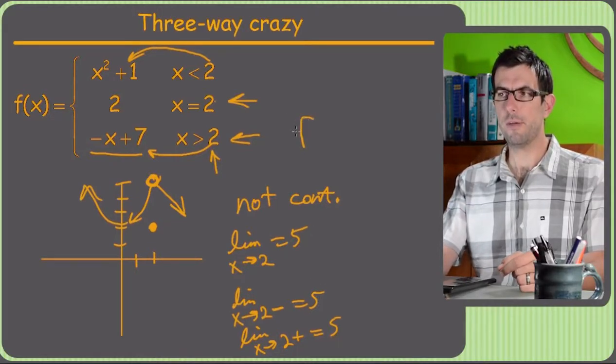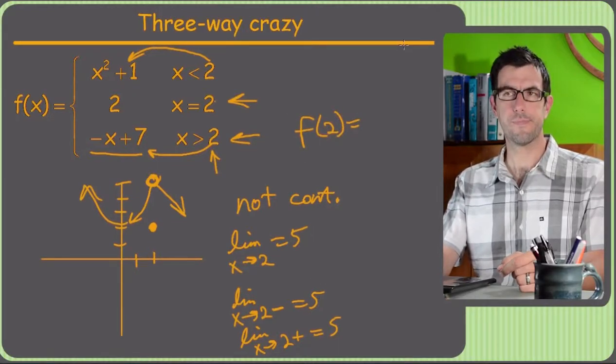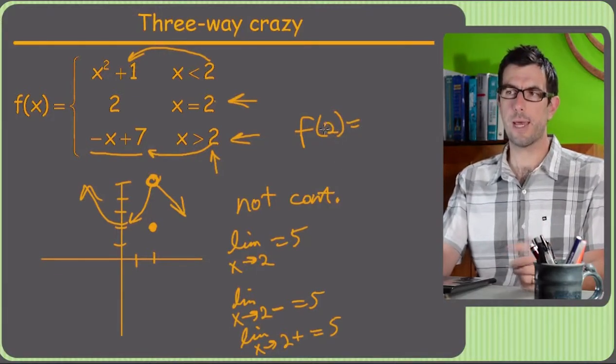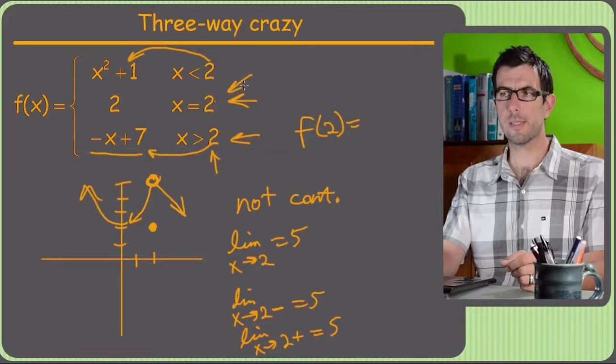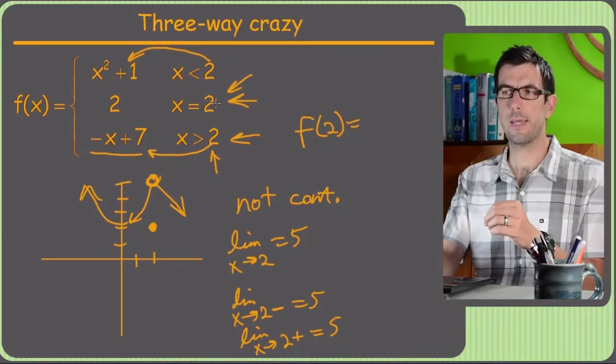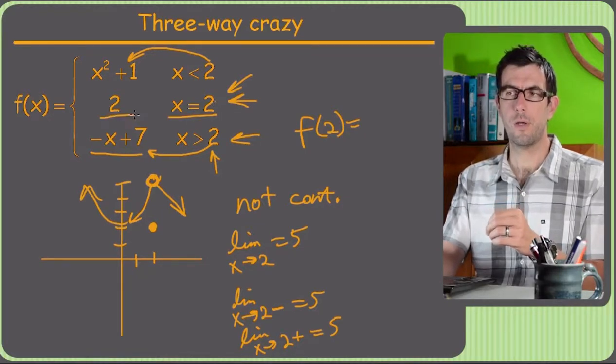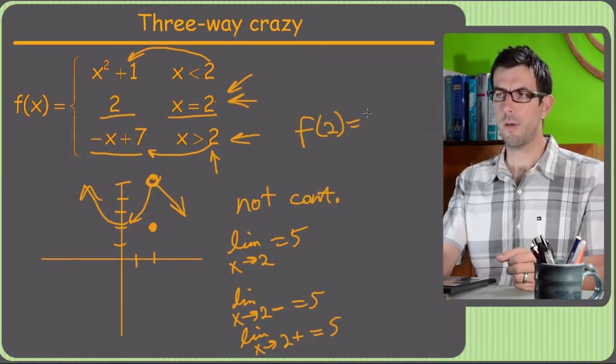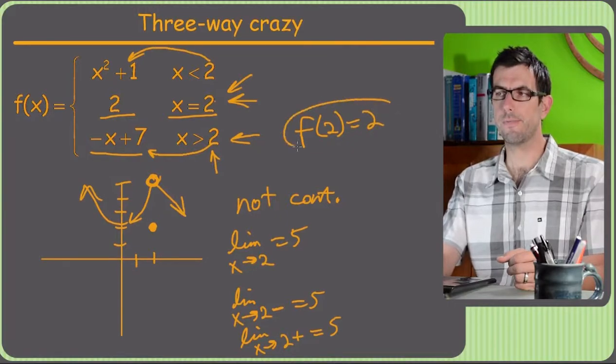What about f of 2? What is that? Well, f of 2 is just if you plug in 2 to the function, what do you get? If you plug in 2, that's this one, right? Because the only one of these three lines that accounts for x equaling 2 is the second line, and that says, hey, if x equals 2, y is 2. So f of 2 is 2.